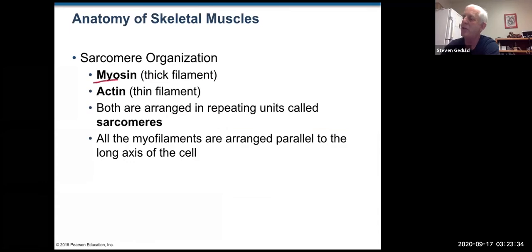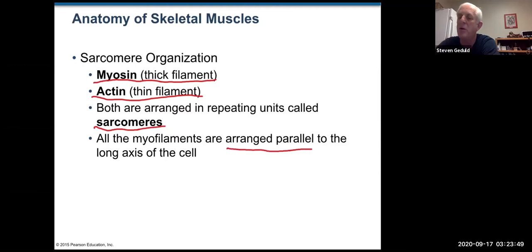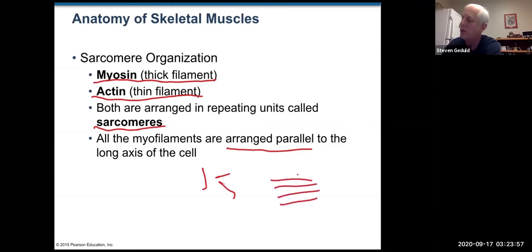So myosin is your thick filament, actin is your thin filament. Both are arranged in repeating units called sarcomeres. Those are repeating units, so we can contract them as units. All the myofilaments are arranged parallel to the long axis of the cell. You don't have them arranged this way, this way, this way. They're all arranged in one direction. So when they pull, they're always going to shorten along the long axis of the muscle fibers, for skeletal muscles.